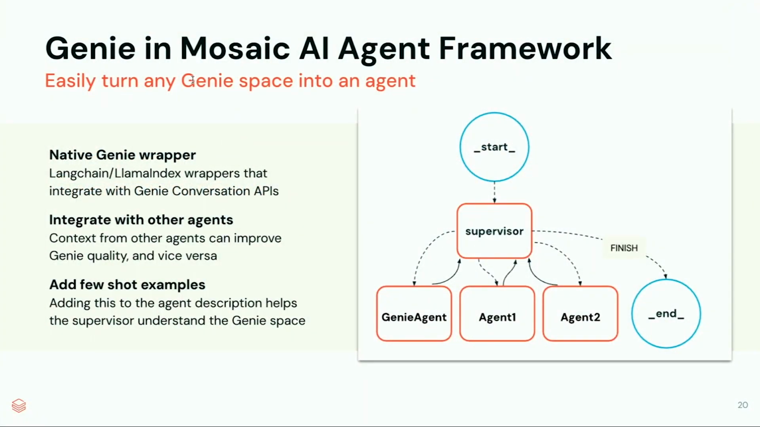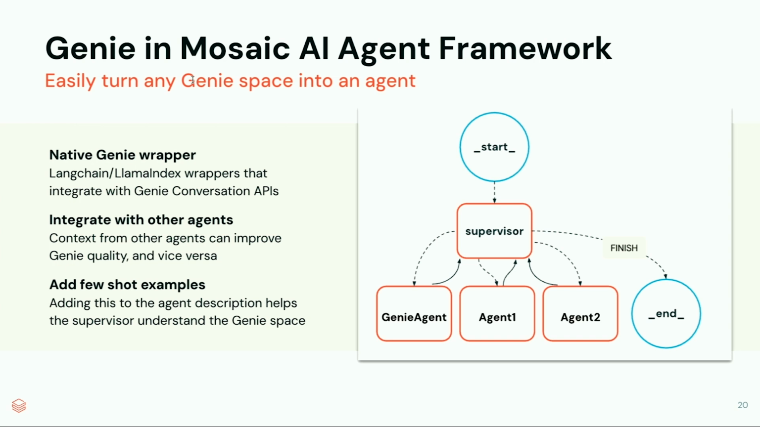So typically, people building agents leverage popular frameworks like LangChain and Llama Index. To make it super simple for you to embed a Genie space into these frameworks, we have a native wrapper. This way, when I have a Genie space that I'm happy about, it's curated well, I can just take its ID and drop it into the wrapper. Then the wrapper will integrate with the conversation APIs and generate a sub-agent for you.